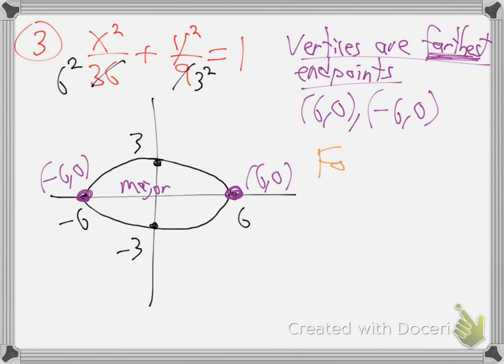Okay, next, they're going to ask for the foci points. Foci is just plural for focus. There are 2 focus points, the foci. So they want the foci points. Now, hold on. I haven't even told you what this ellipse comes from.